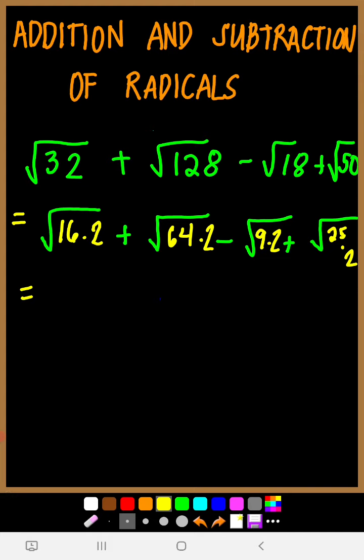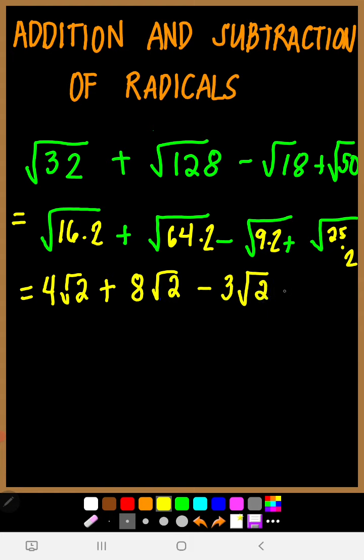So, ang square root of 16 ay 4. So, maiiwan si square root of 2. Plus, square root of 64 ay 8. May iwan sa loob si 2. Minus, square root of 9. Square root of 9 is 3. So, titira si 2 sa loob. And then, si square root of 25, that is 5. May iwan si 2 sa loob.